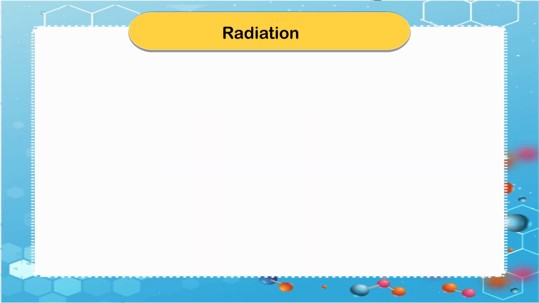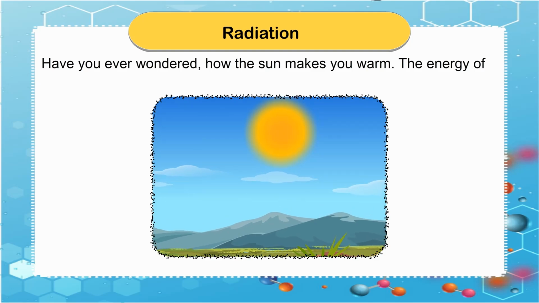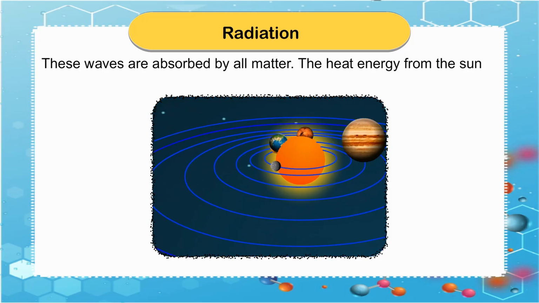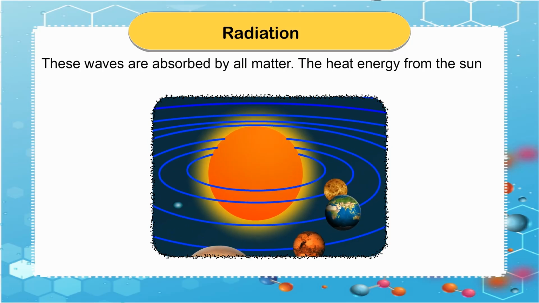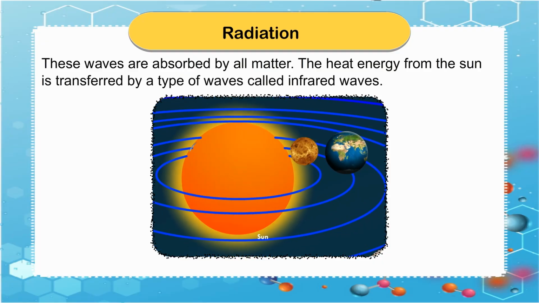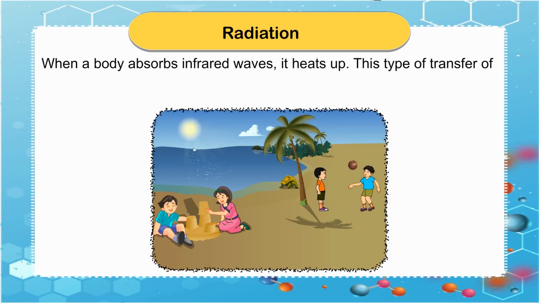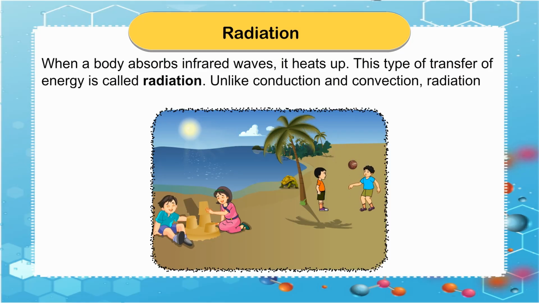Radiation. Have you ever wondered how the sun makes you warm? The energy of the sun reaches us in the form of waves. These waves are absorbed by all matter. The heat energy from the sun is transferred by a type of waves called infrared waves. When a body absorbs infrared waves, it heats up. This type of transfer of energy is called radiation.